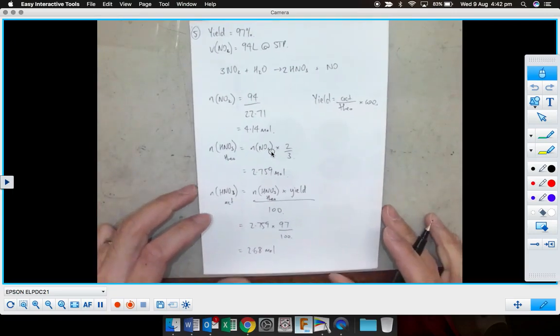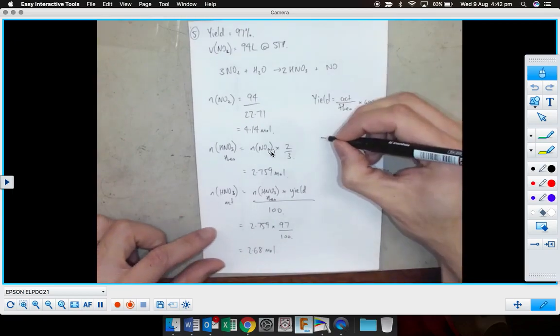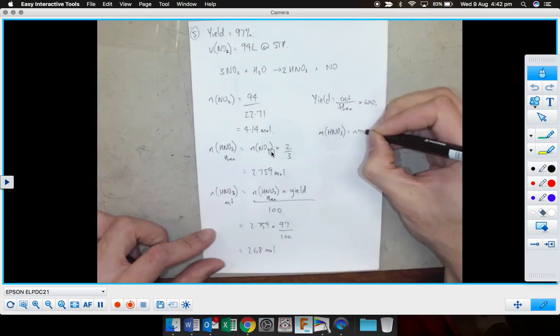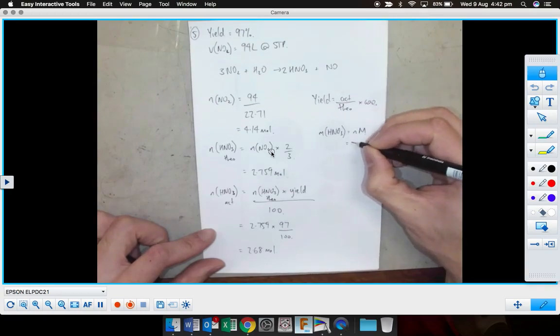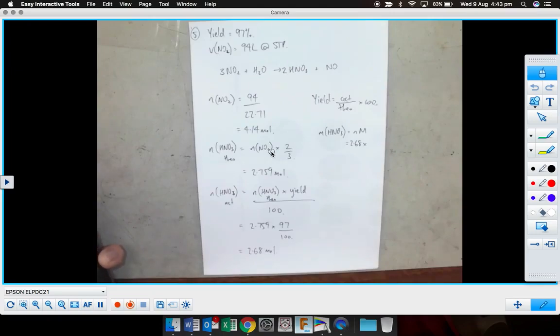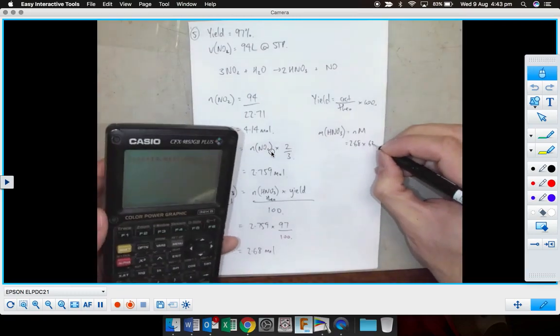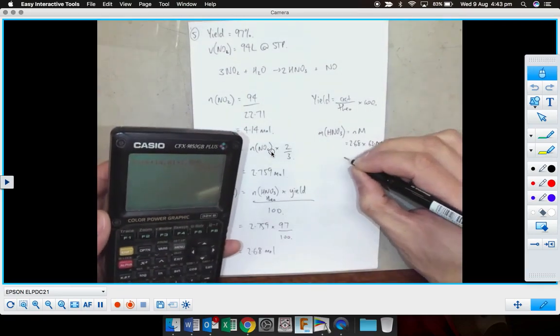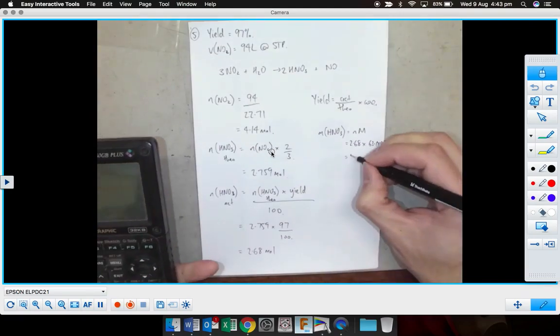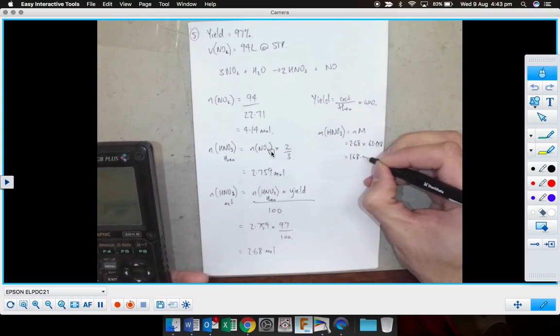Nope. I need to work out the mass of this HNO3 because that was what the question asked. So the mass of HNO3 will be equal to the number of moles times the molar mass, which will be equal to 2.68 times the molar mass of that, which happens to be, what? 3 times 16 plus 14.01 plus 1.008, 63.018, times that would be 168.68.